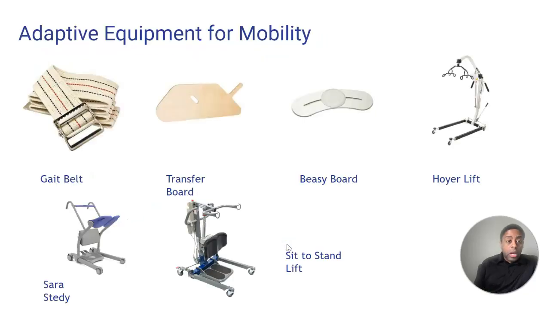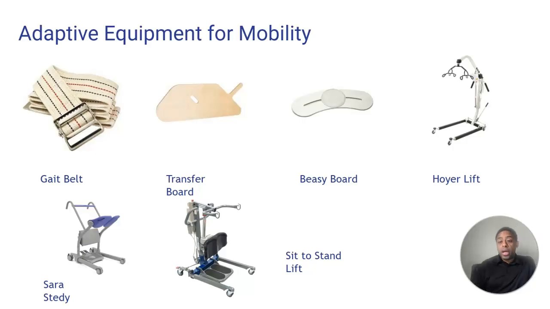All right. These are the different adaptive equipment that I use for mobility. Gait belt, we know that. Transfer board, the Beasy board is what I talked about. And that little circle that you see in the middle is a disc that you'll have the person sit on. That disc moves left to right, and that's what you're going to have the person move on.